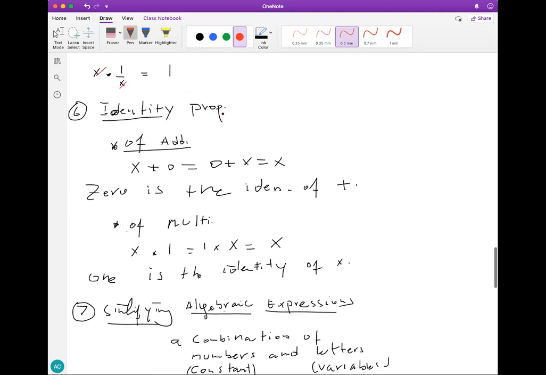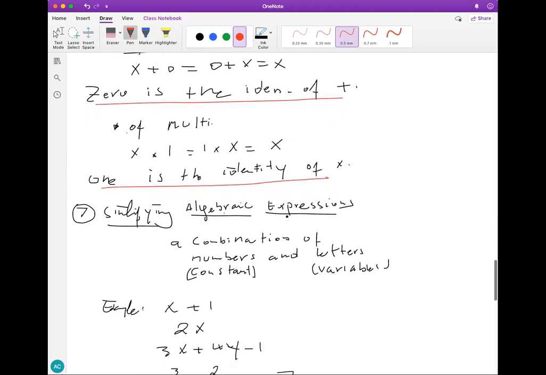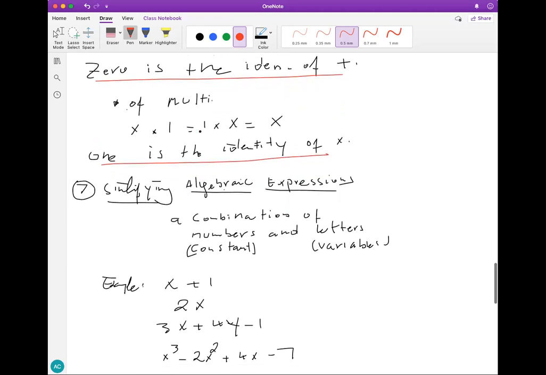Okay, identity property, pretty simple. Just remember 0 does not change addition. So 0 is the identity of addition. And the number 1 does not change multiplication. So it's the identity of addition or multiplication.